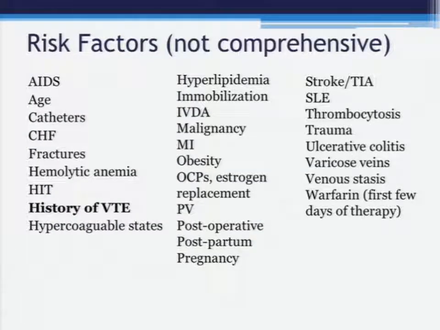So this is not a comprehensive list of risk factors by any means, but it does highlight some of the most common ones, and those are catheters, history of VTE, which I highlighted because this fits the history with our patient, underlying hypercoagulable states, which we'll talk about in a little bit, malignancy, obesity, estrogen replacement in high doses is a risk factor for VTE, patients who have had traumas, and warfarin. This is more of a theoretical risk, but patients in their initial phases of warfarin treatment do get depletion of protein C and S, so there theoretically is an increased risk of warfarin in the initial days of treatment.